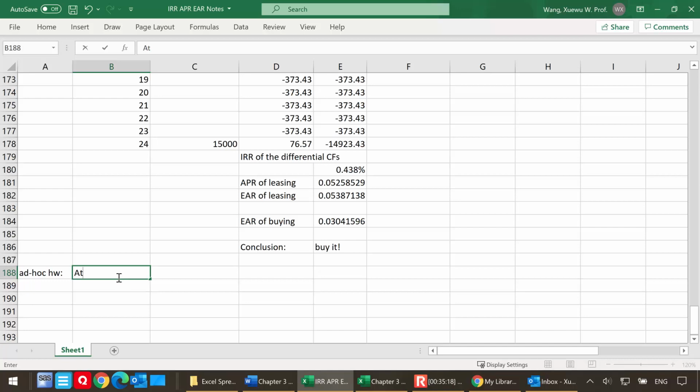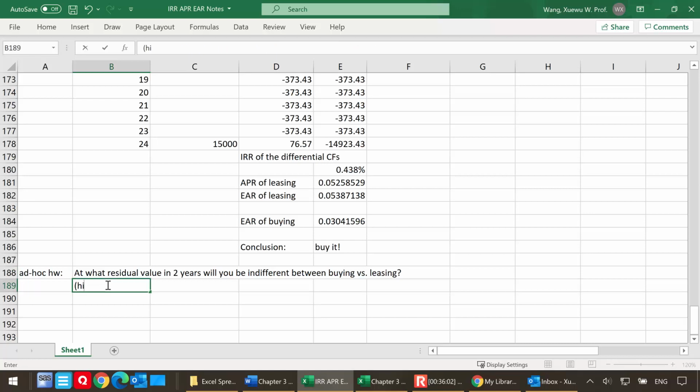So my question is, at what residual value in 2 years will you be indifferent between buying versus leasing? In other words, if the car is not worth 15,000, if it is worth 14,000, are you still willing to buy it? If it is worth only, let's say, 8,000, are you still willing to buy it? I want you to find out what is the residual value in 2 years that will make you feel indifferent between buying versus leasing.